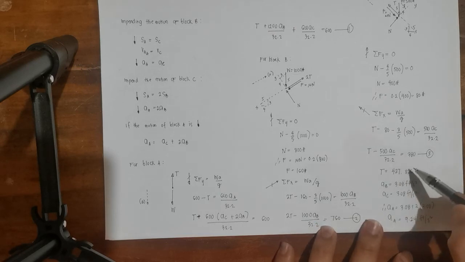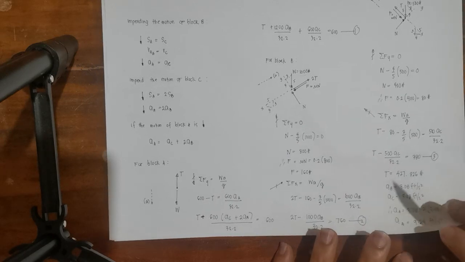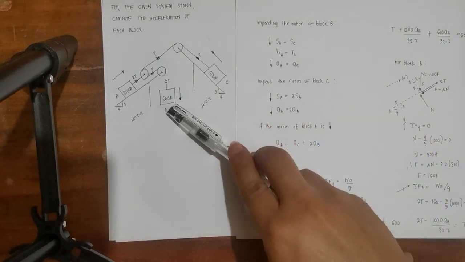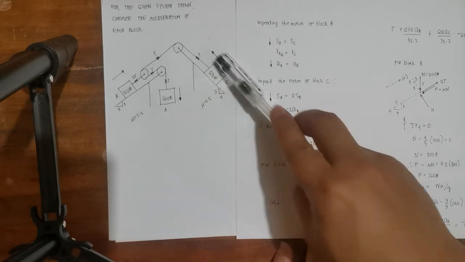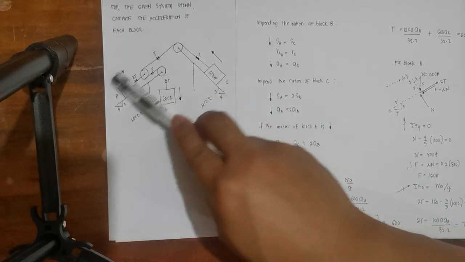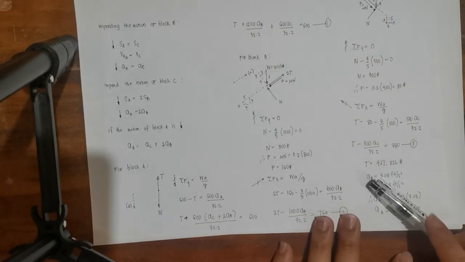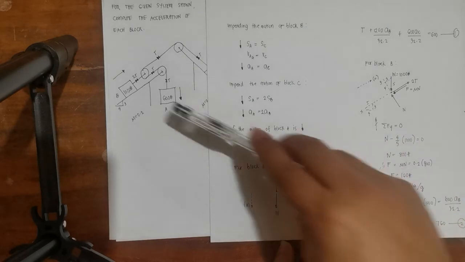Dito sa part na to, yung acceleration of B and acceleration of C is positive. Since positive po, yung motion ng ating blocks B and C ay tama yung assumed direction. Tama po yung assumption natin. Once na nag-negative mismo yung isa, kunyari AB, ibig sabihin, mali yung kanyang direction.